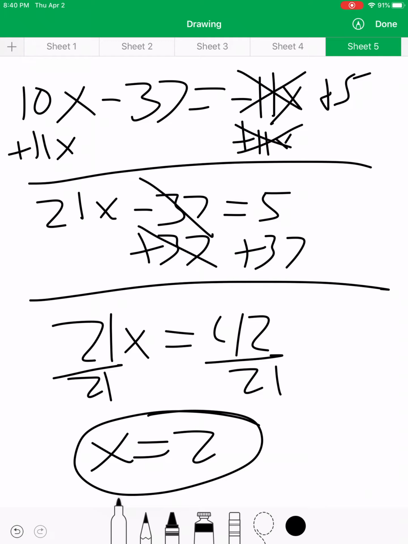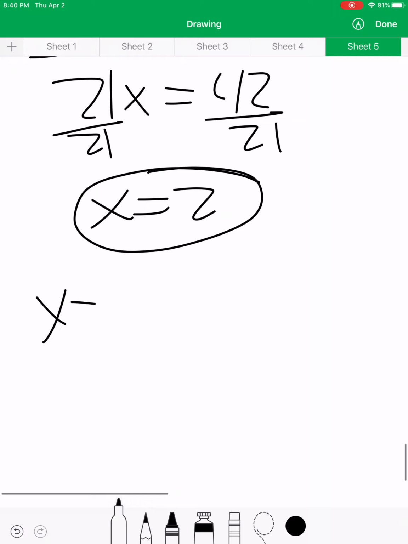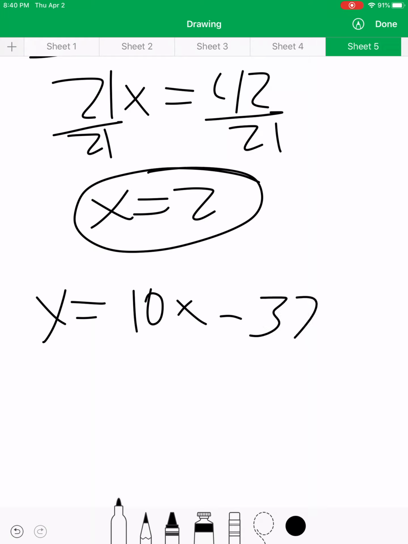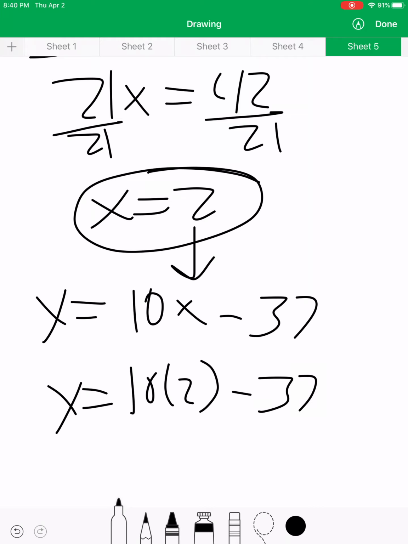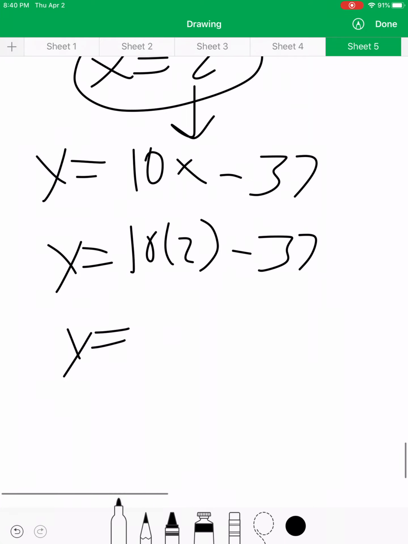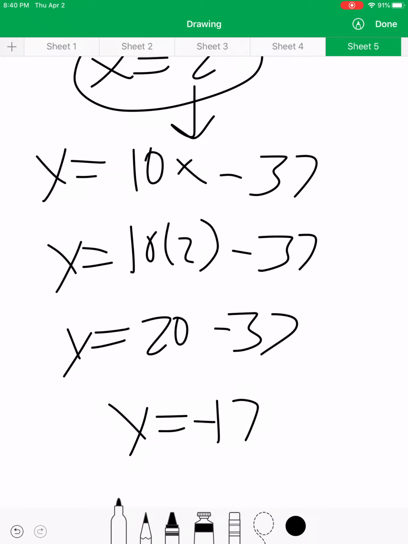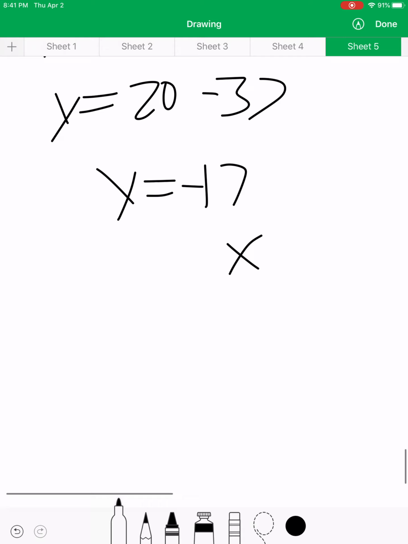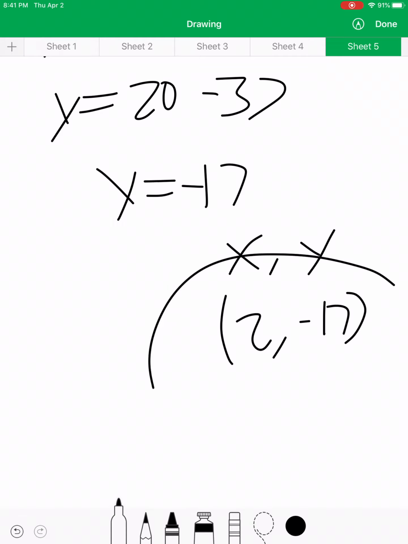That's what x is. You have to take that and plug it back into one of your original equations. I'm going to choose the bottom equation of y equals 10x minus 37. Now that you know what x is, take that and plug it in for x. Y equals 10 times 2 minus 37. So y equals 20 minus 37. 20, a smaller number, subtracting a larger number, therefore is going to give me negative 17. So my final answer, remember, it's always x, y. X was 2, y was negative 17.